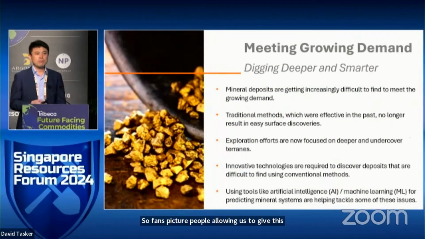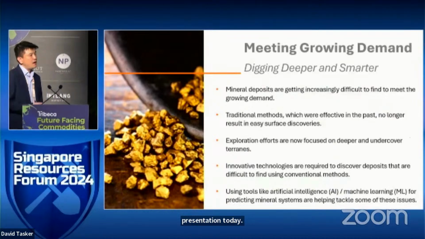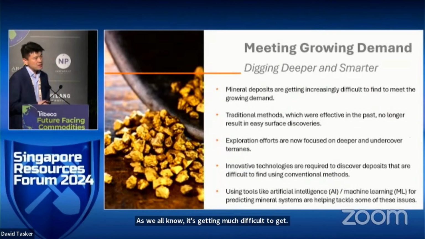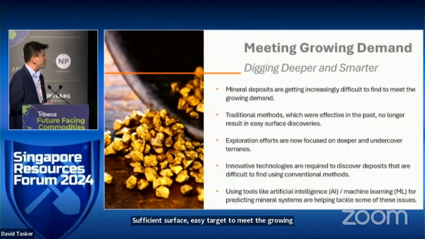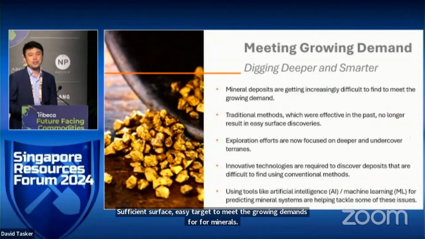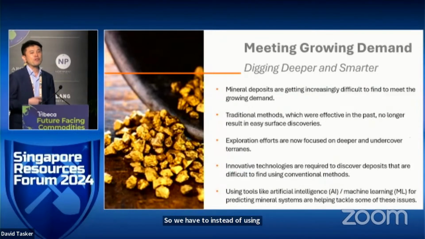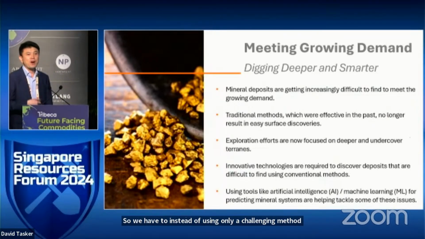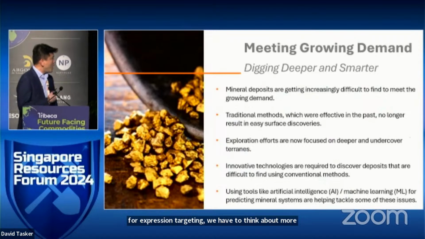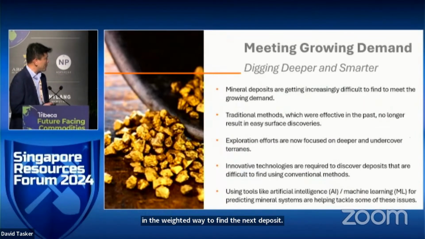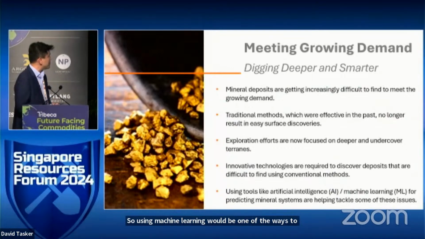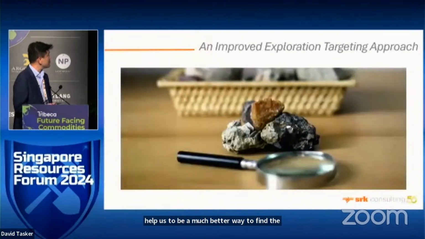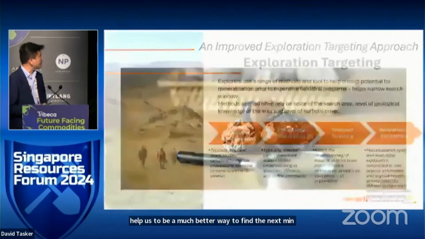As we all know, it's getting much more difficult to find surface easy targets to meet the growing demand for minerals. So instead of using only traditional methods for exploration targeting, we have to think about more innovative ways to find the next deposit. Using machine learning will be one of the ways to help us find the next mineralization. So where's the next target?